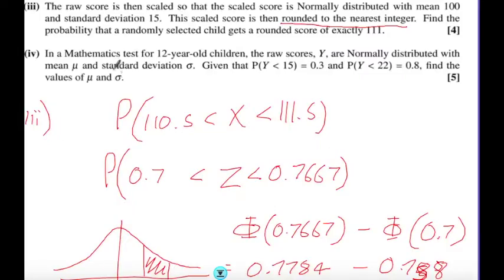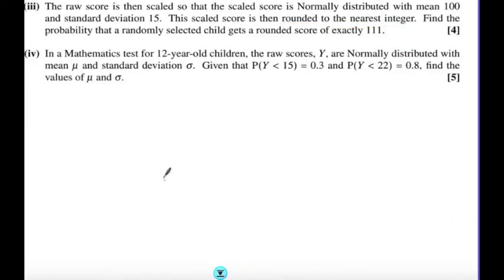Right, where are we? Here we are. Right, in a mathematics test for 12-year-olds, the raw scores y are normally distributed with mean mu and standard deviation sigma. Given the probability y is less than 15 is 0.3, probability y is less than 22 is 0.8, find the values of mu and sigma. Right, so let's draw a diagram.